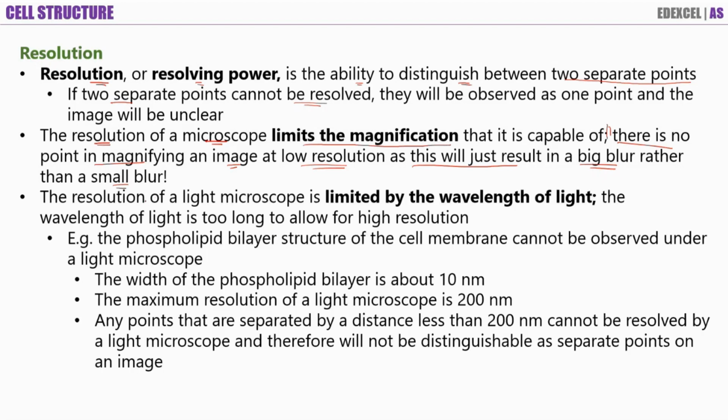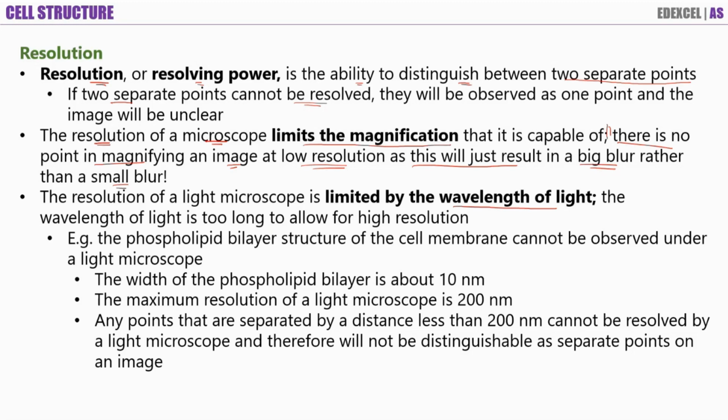So what decides or limits this resolution? If you talk about a light microscope, there is the wavelength of visible light, right? In a light microscope, we are using which light? Visible light, right? And what is the wavelength of visible light?